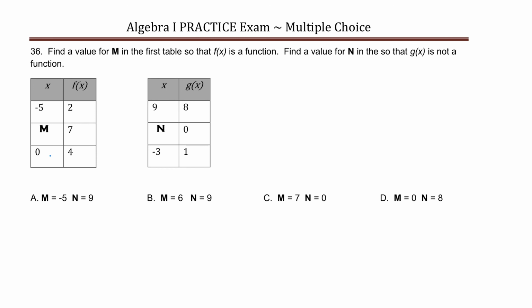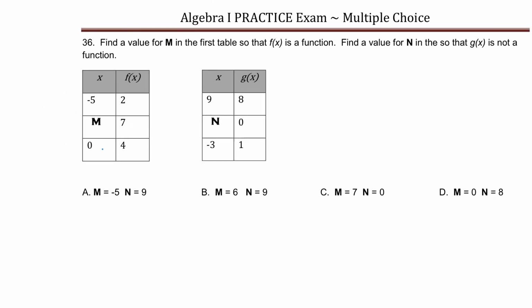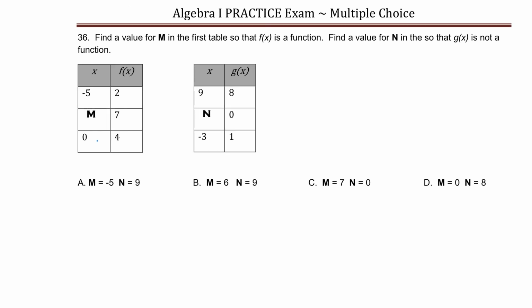Well, what is a function? A lot of you have forgotten what a function is. A function is something where each input only gets paired up with one output. Okay? So what could we possibly put in here for m that would make it so that f of x is a function? Honestly, you can put in whatever you want for m, actually, as long as you don't put in -5 or 0.